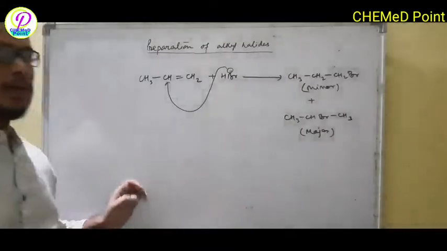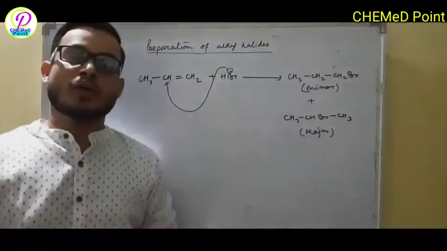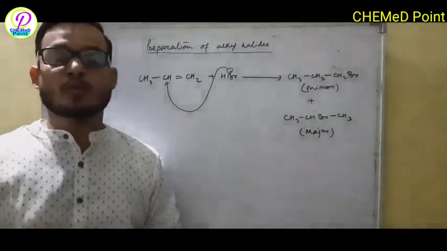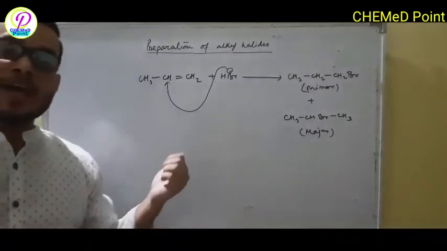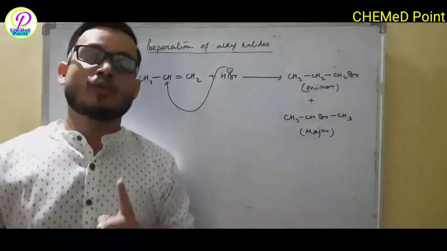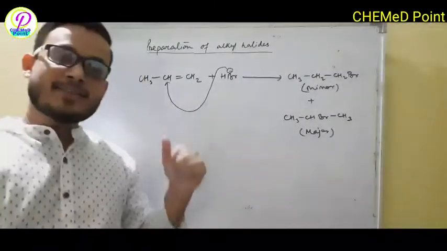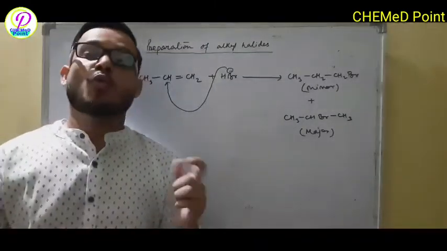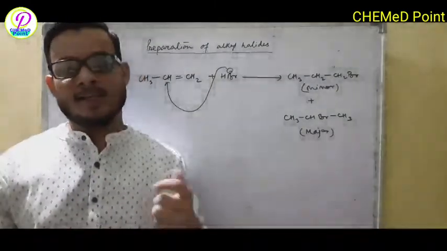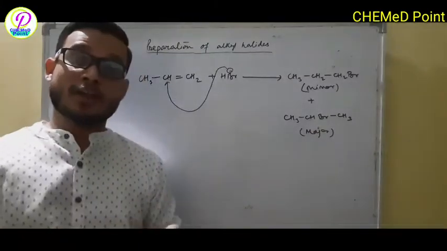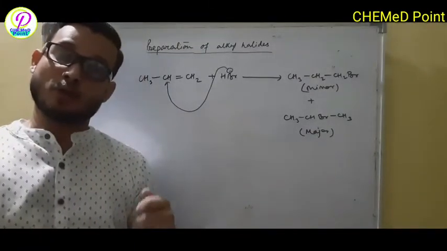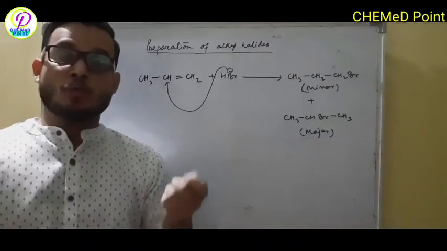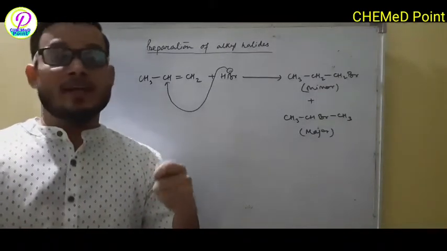So in this way we can prepare alkyl halides from symmetrical and unsymmetrical alkene. In symmetrical alkene we have seen only a single product is obtained. In unsymmetrical alkene we have seen two products are formed. One is minor product and another is major product. Major product is the one which obeys Markovnikov rule. In this way, by applying Markovnikov rule, we can find out major and minor product.